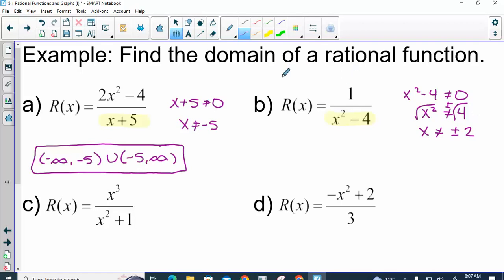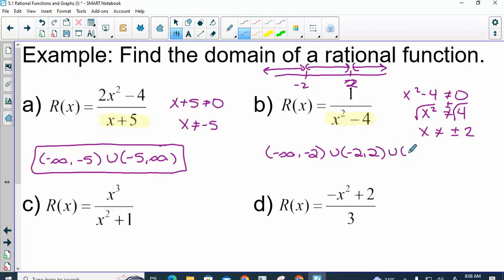If you wanted to do that with an interval, it's saying it can't be -2 or positive 2. So it's everything smaller than -2, everything between them, and everything bigger. So it's actually 3 pieces: negative infinity to -2, union -2 to 2, union 2 to infinity.